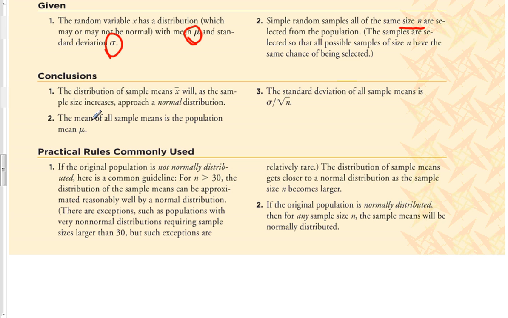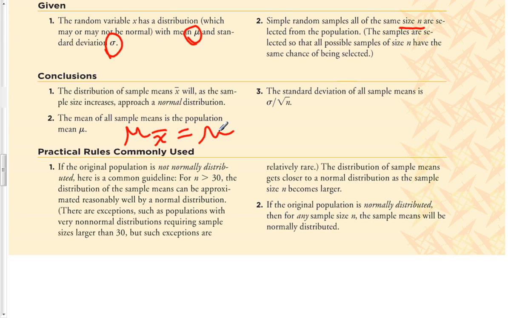Number two, the mean of all sample means is the population mean. So what that means is that the mean of the x bars, so the mean of all sample means, is equal to the population mean, which is kind of weird. That wasn't a guarantee.